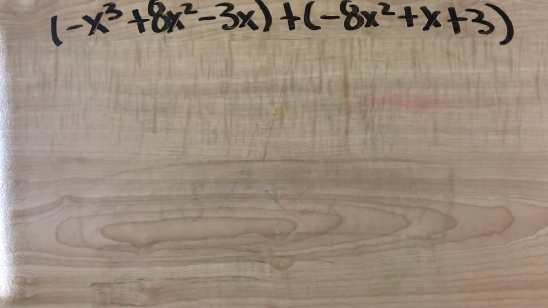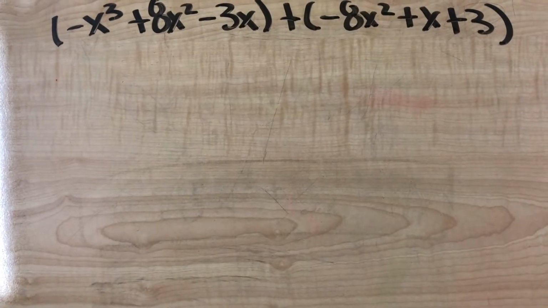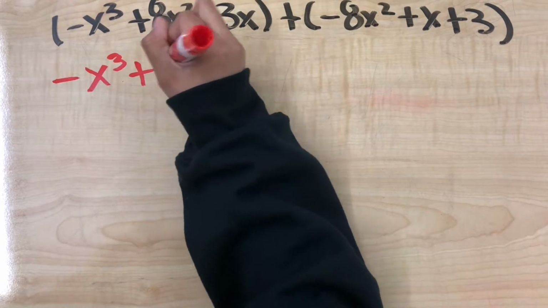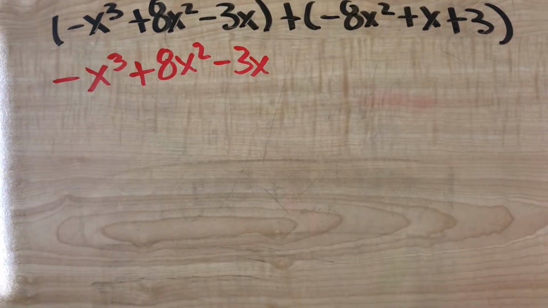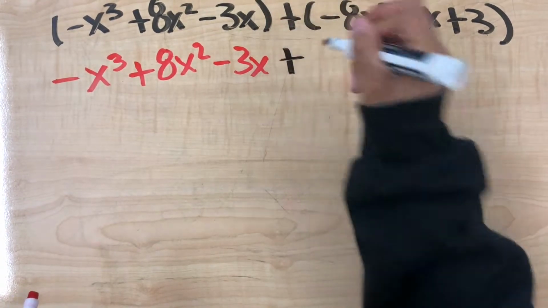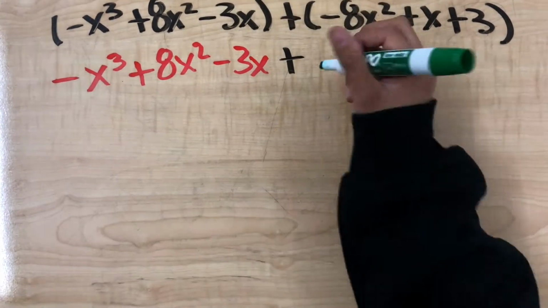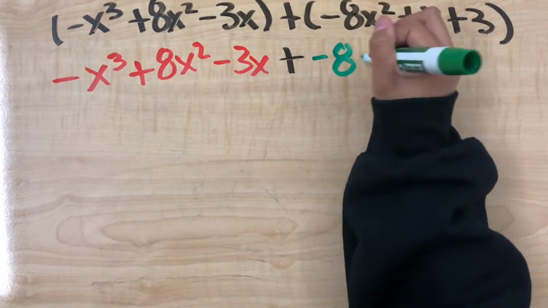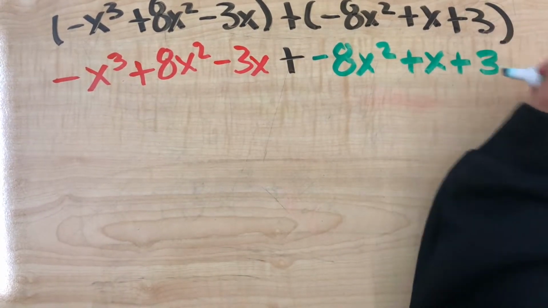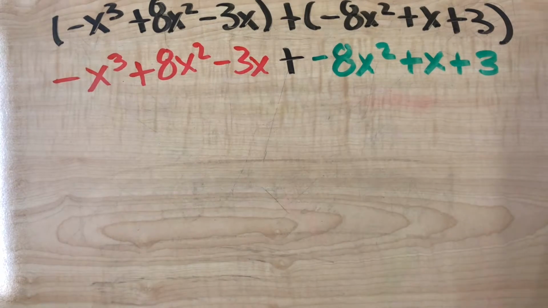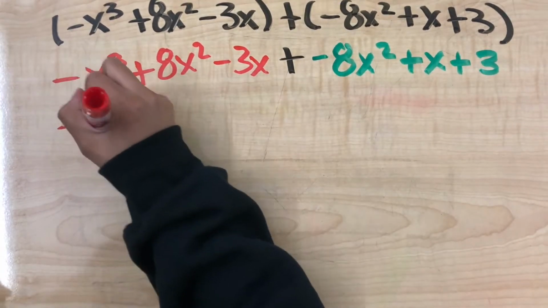So the first thing we're going to do is get rid of the parentheses. So we have in red negative x cubed plus 8x squared minus 3x. I'm going to use a different color for the second half, which is green, negative 8x squared plus x plus 3. So the first thing we're going to do is combine like terms. And as we know, we can only combine terms that have the same exponent.